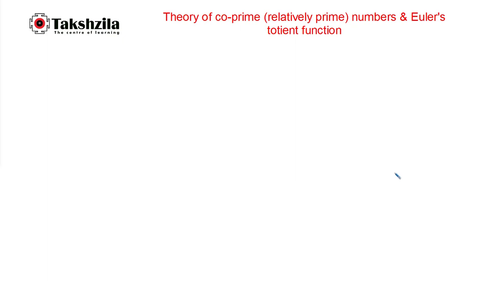Hello everyone. In this video we are going to learn the theory of co-prime numbers, which are also called relatively prime numbers, and Euler's totient function. So let's start. First of all, co-prime numbers.